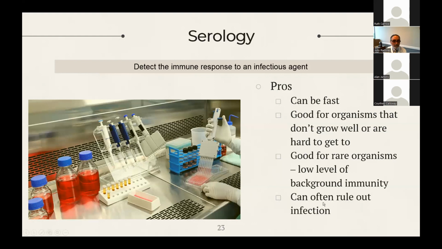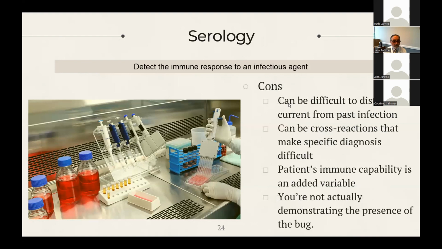So a lot of times you can rule out infection. If you don't have any antibodies against this bug, then that bug is not what's causing the problem. It might be harder to rule in infection. So the cons are pretty well known. It's sometimes difficult to distinguish current from past infection. You have to look at the IgG and IgM and get an idea whether it looks like it's now or like you had it 5 years ago.